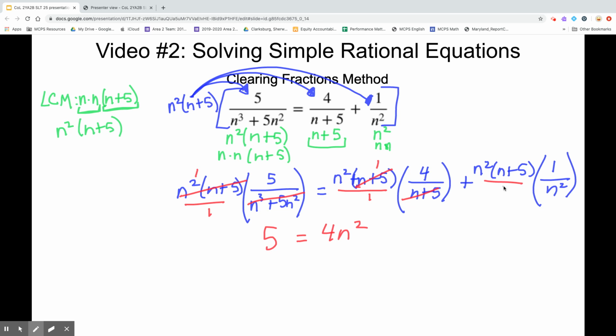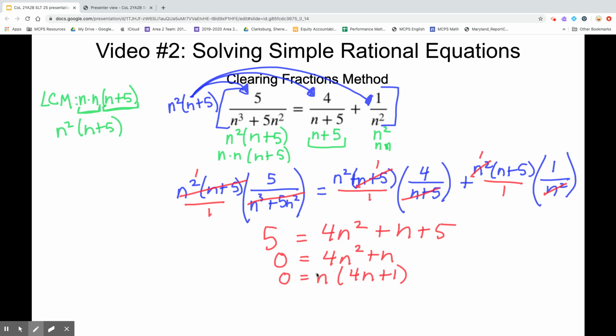Now I'm going to multiply here. I have the n squared in the numerator, n squared in the denominator. That gives me 1. So here I have plus n plus 5. Because when I multiply by 1, it gives me back the n plus 5. Now I have to solve this quadratic. I'm going to subtract the 5 from both sides to set this equal to 0, leaving me 4n squared plus n. Now to solve this, I'm going to factor out the n, leaving me 4n plus 1.